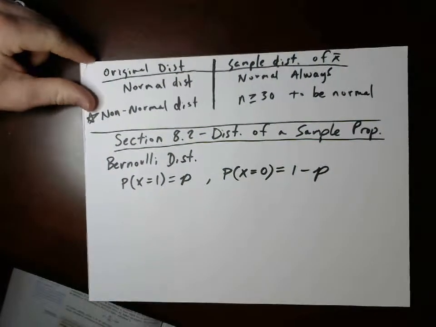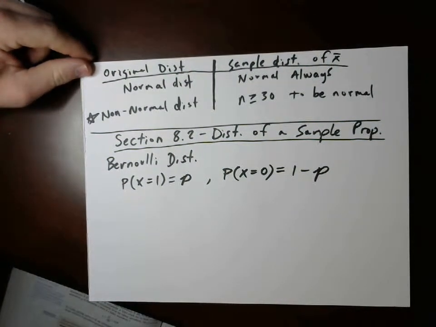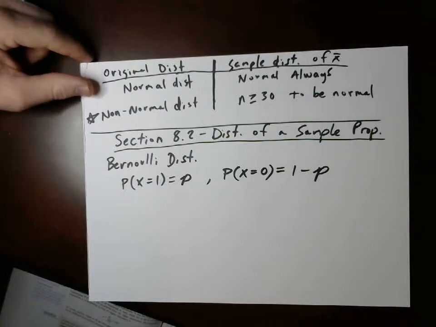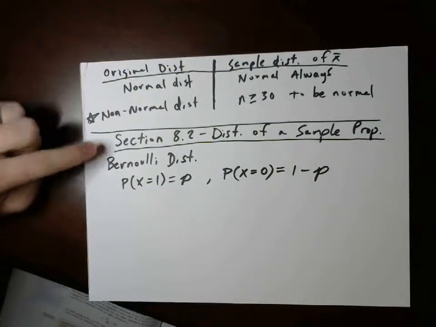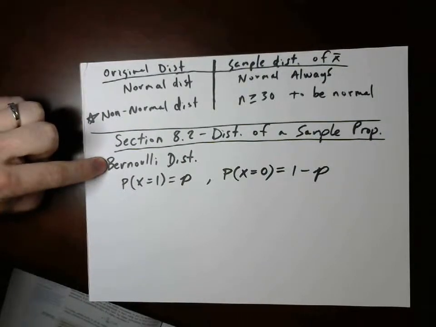Okay, and we'll actually find out that the mean mu. So we're defining our original distribution. The original distribution is known as the Bernoulli distribution.